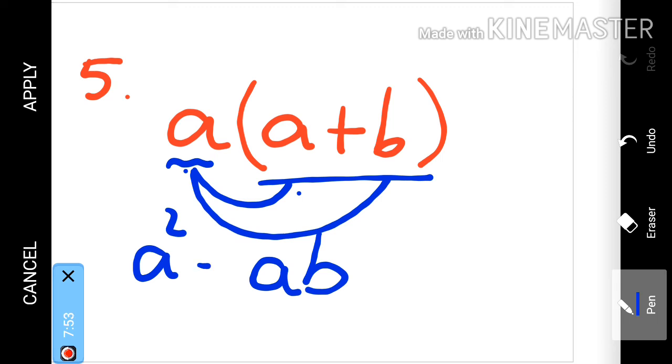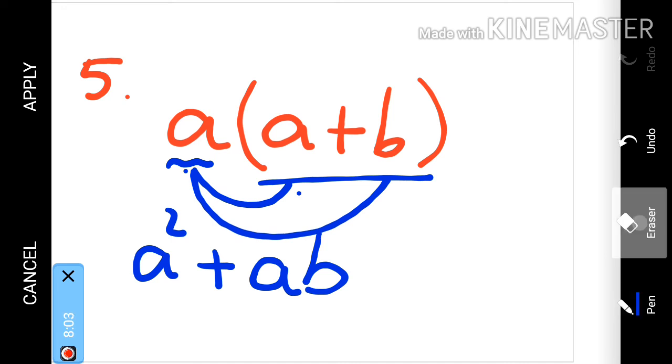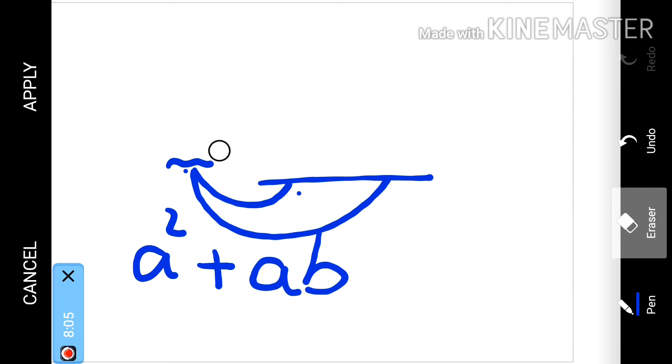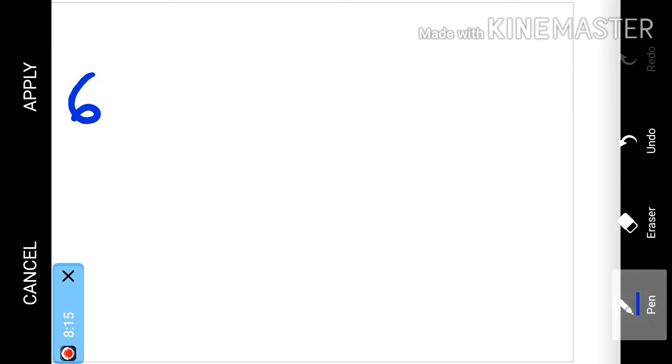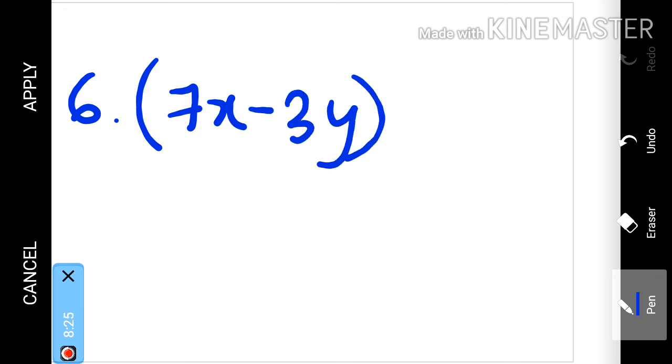But there is a plus sign in between, so we are going to put the plus sign. Fine. Is that okay? Done? Okay. Next one. Take one more. Take 2, 3. We'll take as many as we can so that it becomes easy for you to study. Okay. 7x minus 3y into 4z.